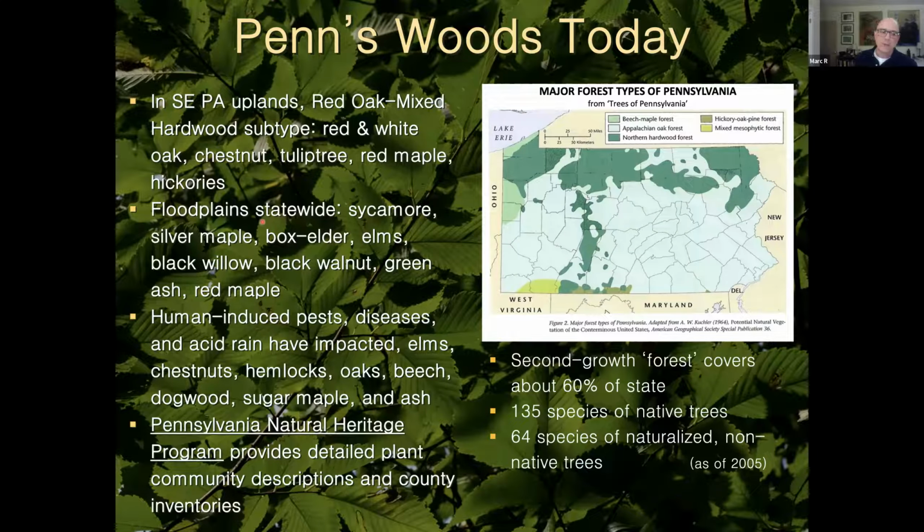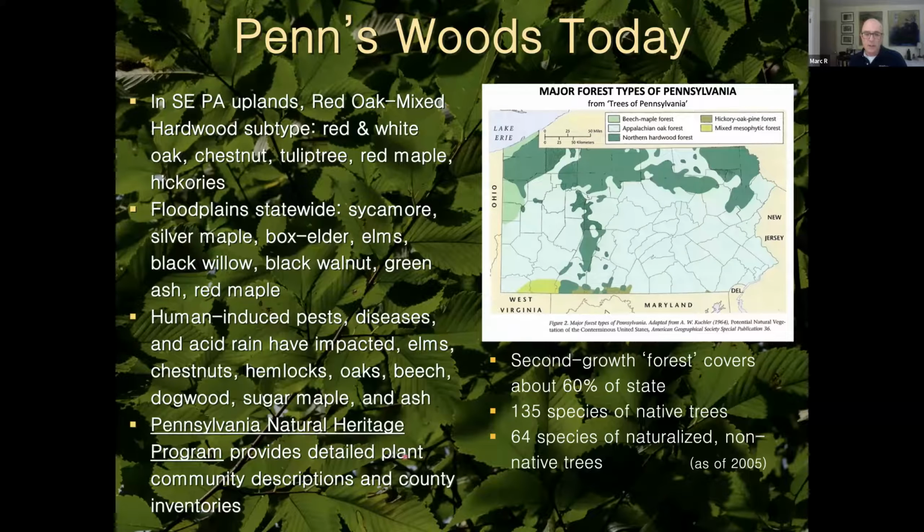And so floodplains statewide, so not this Southeast Pennsylvania, but statewide, a lot of the floodplains of Pennsylvania are dominated by sycamore, silver maple, and these other floodplain species. Human-induced pests and diseases and acid rain have impacted a lot. So there are hardly any elms left. Chestnuts are virtually gone. Hemlocks are pretty much gone too. Oaks have been severely impacted. Beech have been impacted. Dogwood, sugar maples, ash trees, they've all been impacted by these human-induced pests and diseases, brought in where our native trees don't have natural resistance.